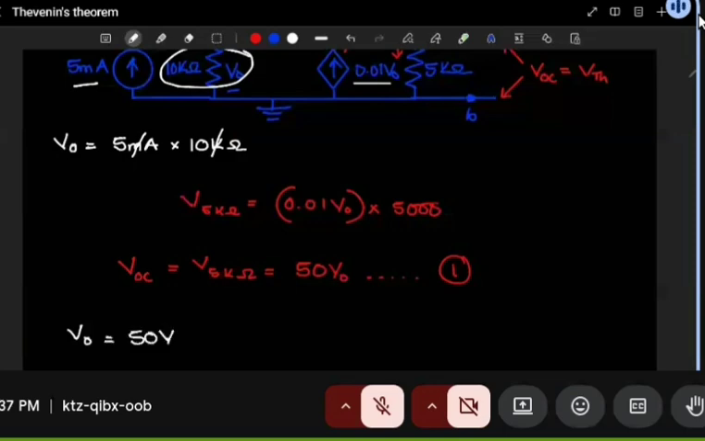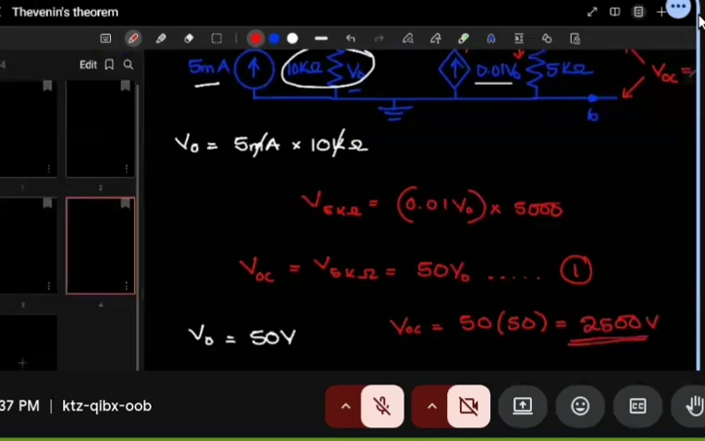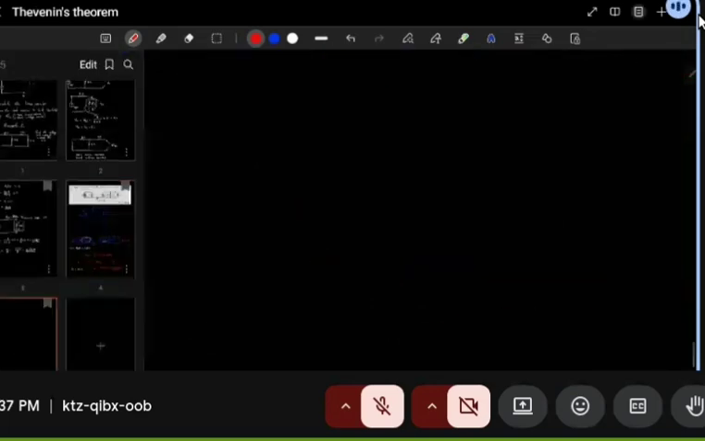So once we have the value for V0, we can now easily get V open circuit. V open circuit will be 50 times V0, and where there's V0, we'll put 50 as well. 5 and 5 give us 25 with those two zeros in place. So this becomes the value for V open circuit.